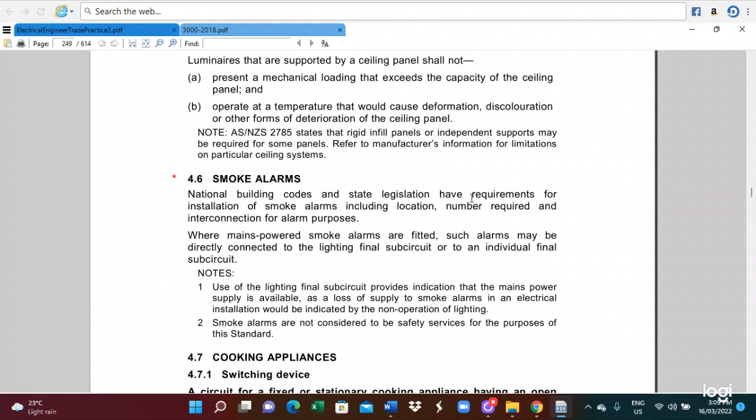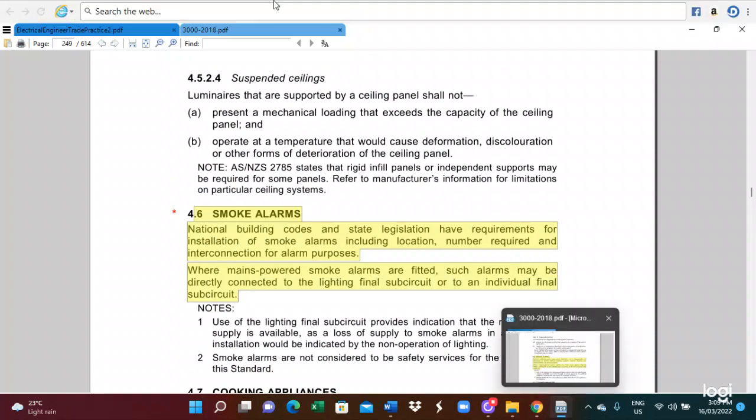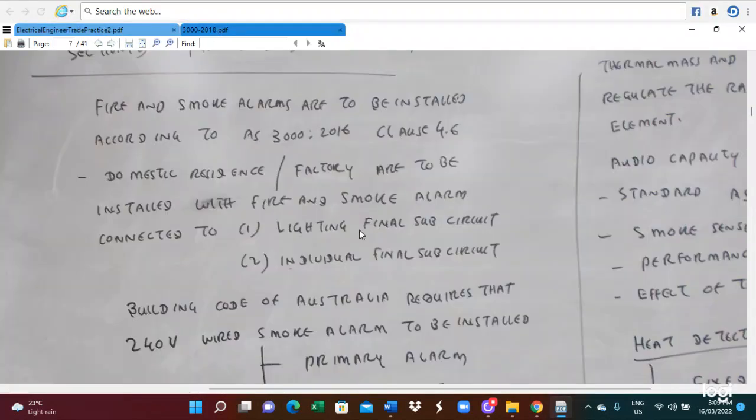The National Building Code and the state legislation have requirements for the installation of smoke alarms, including location, number required, and interconnection of alarms. So in this case, we have to refer to the National Building Code and state legislation to install the smoke alarm. Where mains power smoke alarms are fitted, such alarms may be directly connected to a lighting final subcircuit or an individual final subcircuit. So those smoke alarms have to be connected to the final subcircuit. This is the rule we have to utilize for smoke alarm installation.